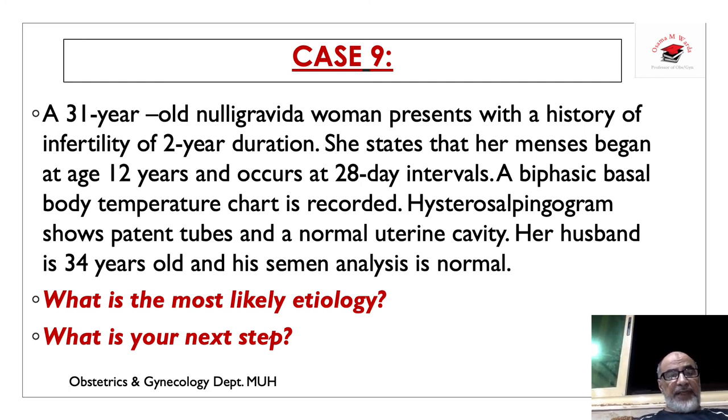A 31-year-old nulligravid woman presents with a history of infertility of 2 years duration. She states that her menses began at the age of 12 and occur at a 28-day interval. A biphasic basal temperature chart is recorded. Hysterosalpingogram shows patent tubes and normal uterine cavity. Her husband is 34 years old and his semen is normal. What is the most likely etiology? What is your next step?